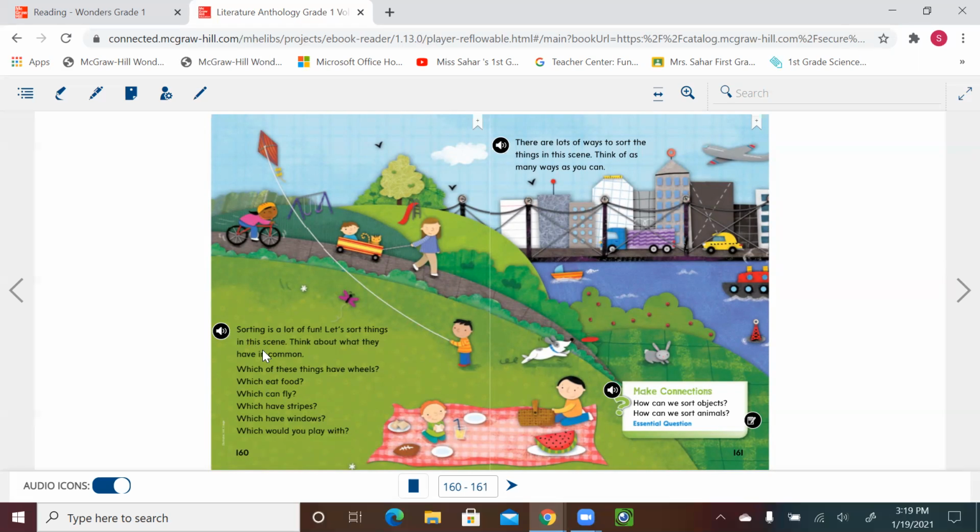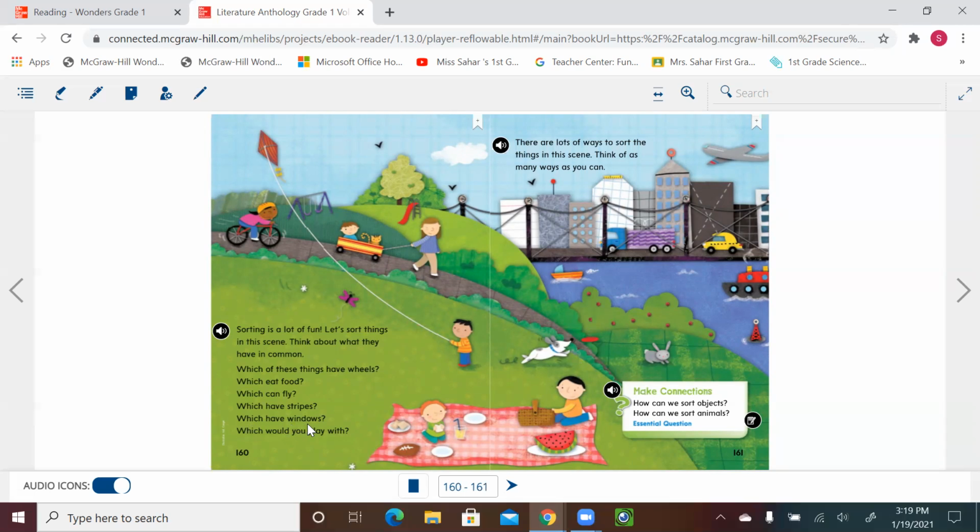All right. So, which can fly? We see birds. If we only say which can fly, then things can fly, so not only animals or birds. We have birds, we have airplanes, so anything that can fly, a kite. Which have stripes? It can be anything. We see a wagon, we see over here the truck, and we see a boat.